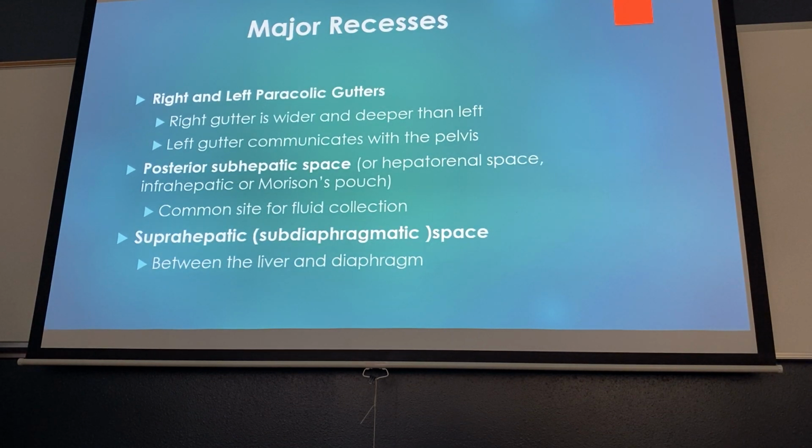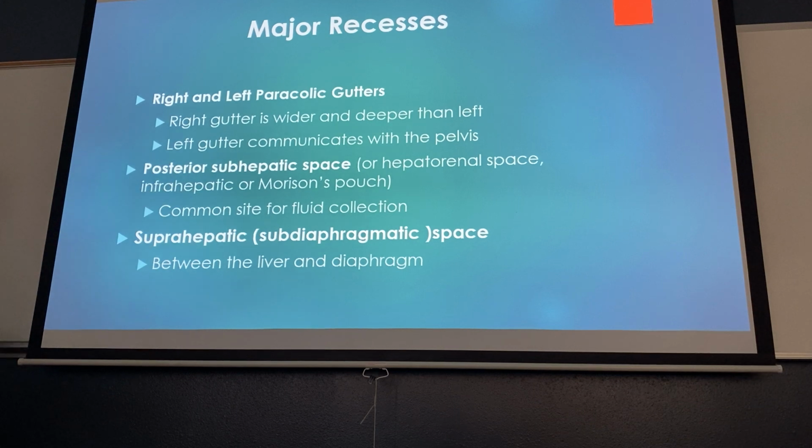When you look at the major recesses you need to be aware of, there are 2 adjacent to the ascending and descending colon. They're referred to as the right and left paracolic gutters, and you'll find them lateral to the ascending and descending colon. The right one is deeper and wider, so it will often pick up fluid, for example in the case of ascites or a hemorrhage within the liver itself. The left is a little bit lower, but it does communicate with the pelvic region as well.